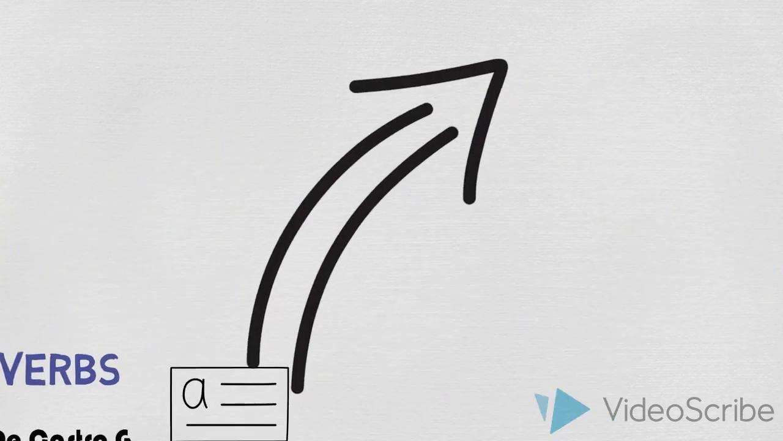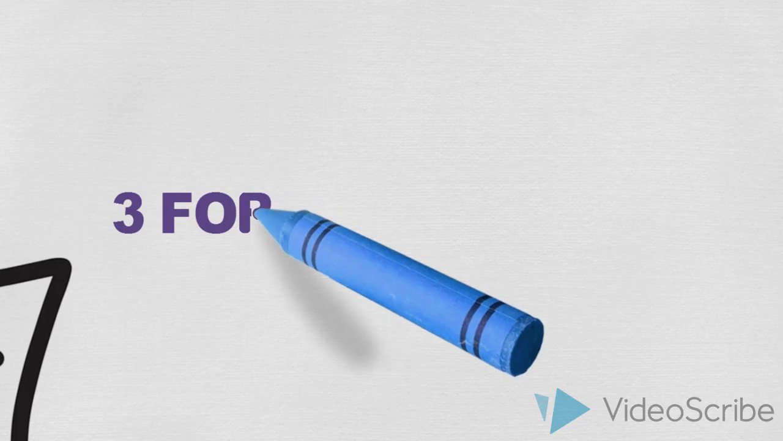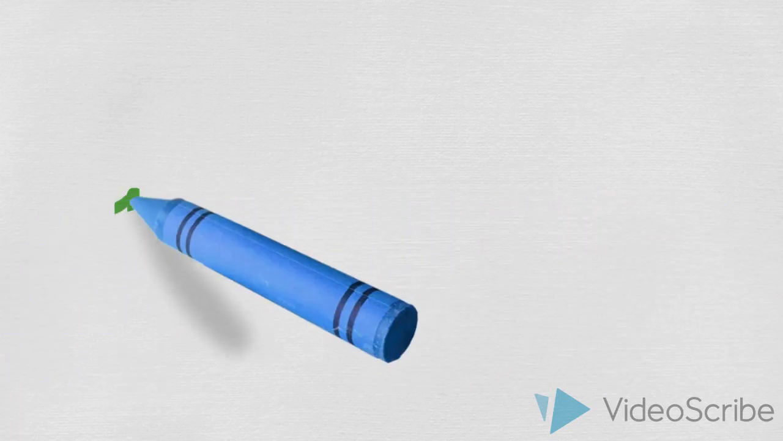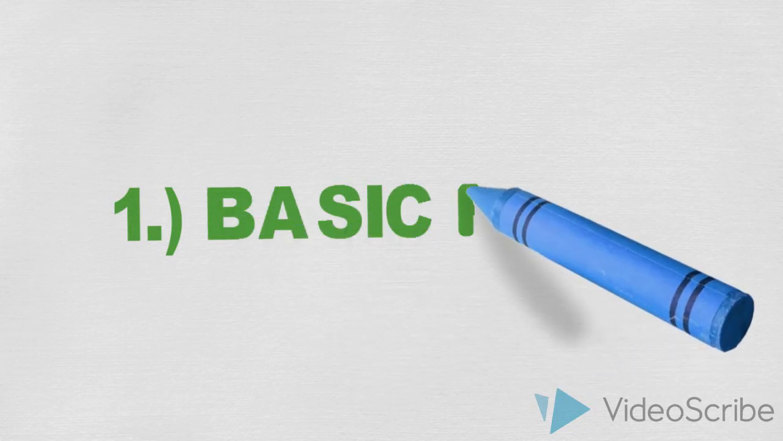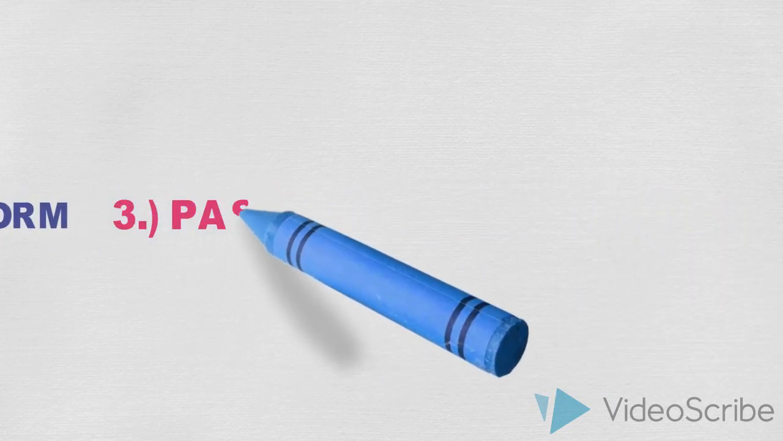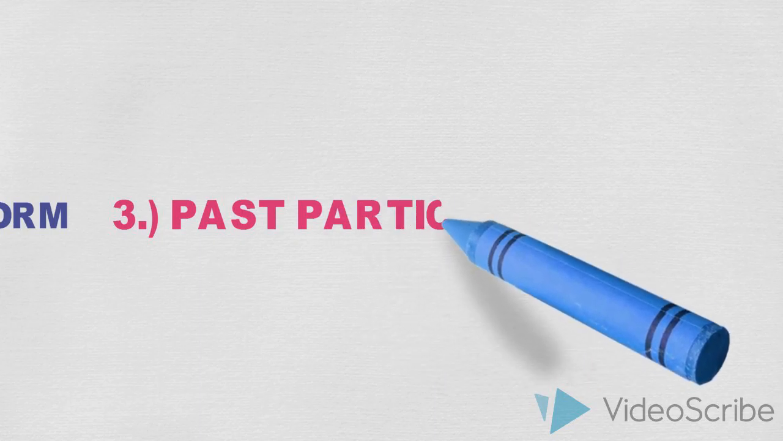Well, hi guys, today I'm going to explain how to conjugate verbs, but before I explain that, there are three forms of verbs. One is the basic form, two, the past form, and three, the past participle form.